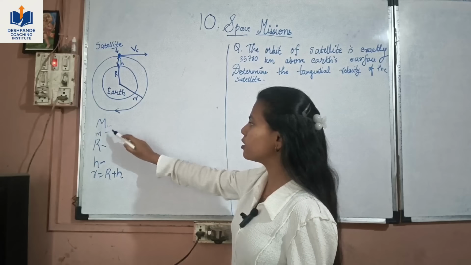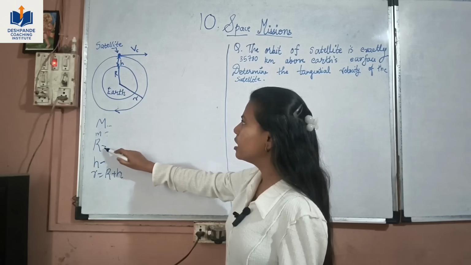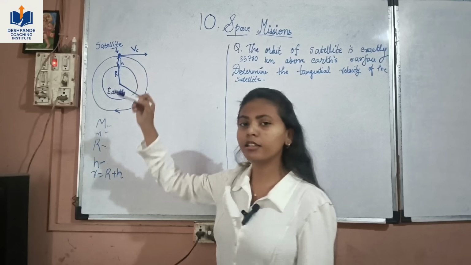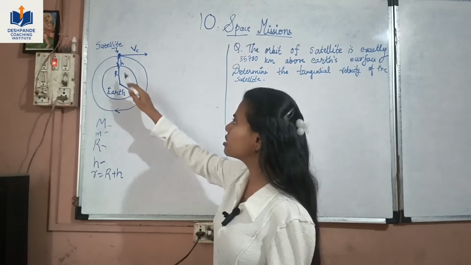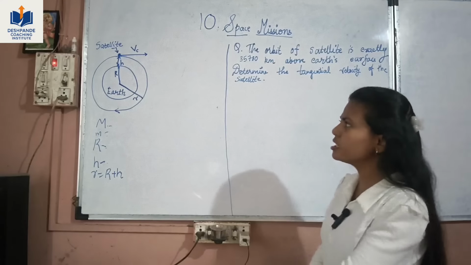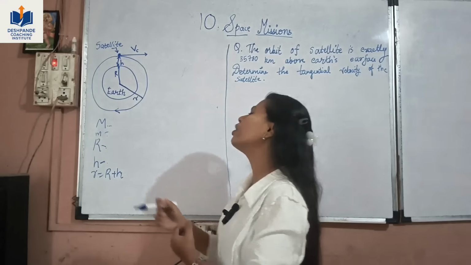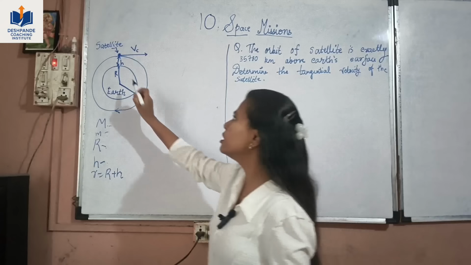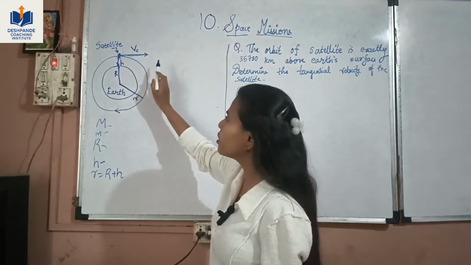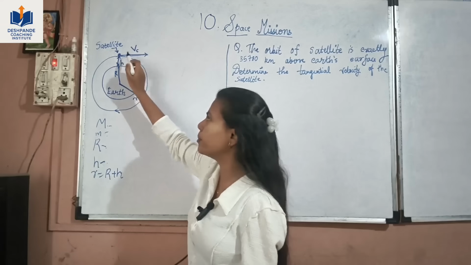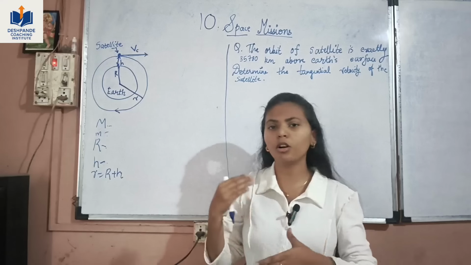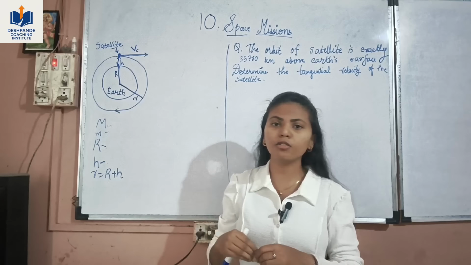So capital M is the mass of earth, small m is the mass of satellite. Capital R is the radius of earth, h is the height of satellite from the surface of earth, and small r is the combined radius of earth and the height of satellite. So let us deduce the formula for velocity of satellite. So this is the critical velocity of satellite, or we can say tangential velocity because it is tangent to its orbit. So there is a centripetal force which acts on the satellite due to the gravitational force of earth.